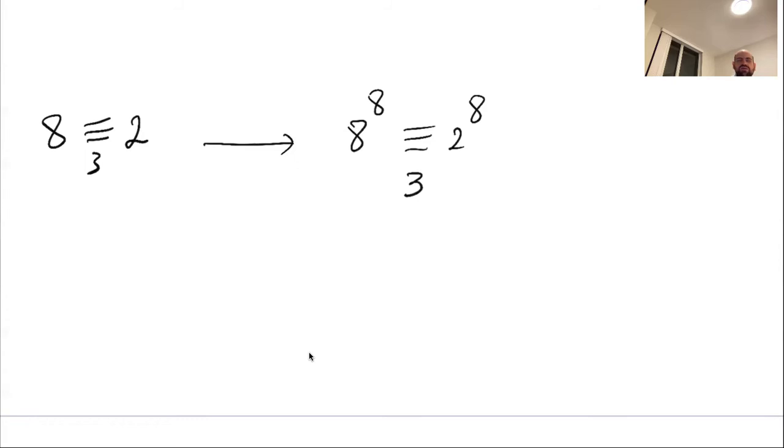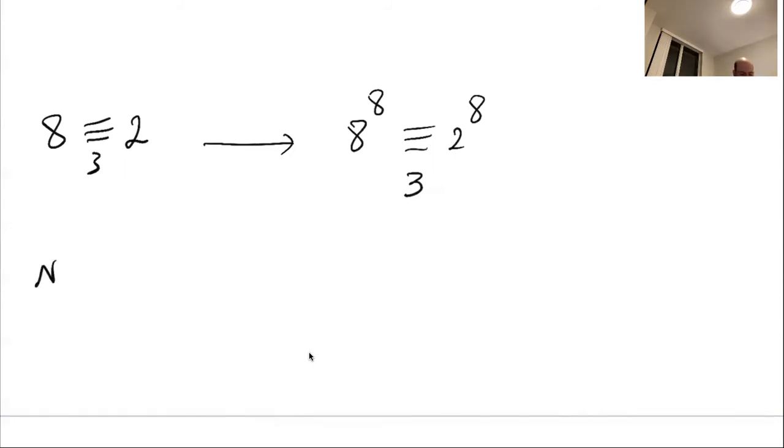So 2 to the power 8, let's think about it. For example, 2 to the power 4, we know it's 16, right? Which is congruent to 1 mod 3. And 2 to the power 8 is 2 to the power 4 raised to the power 2, right? So I am doing a small trick here. In order to reach 2 to the power 8, I want to start with 2 to the power 4, which I know is 16 and has remainder 1, and then raise it to the power 2 to get 2 to the power 8.